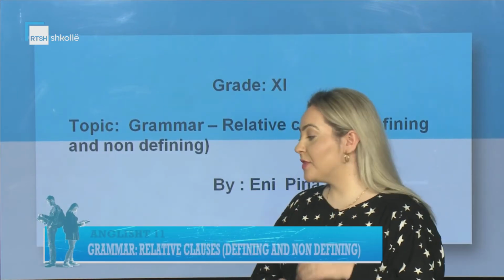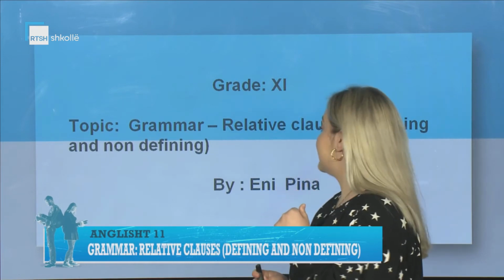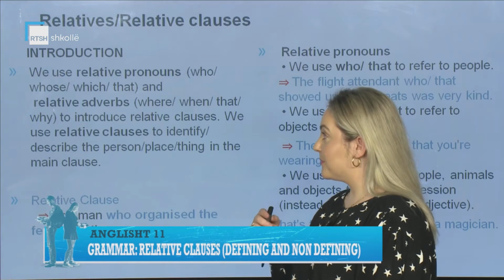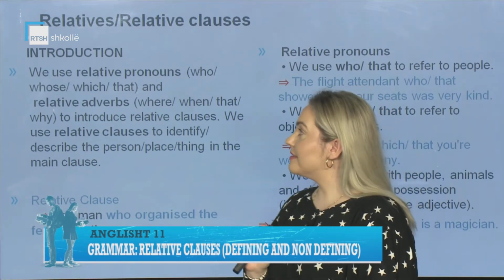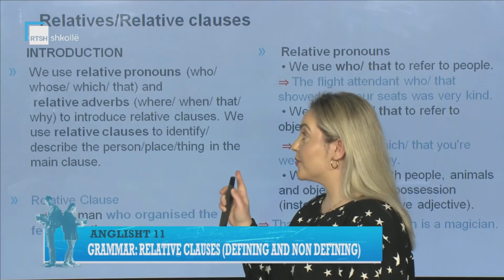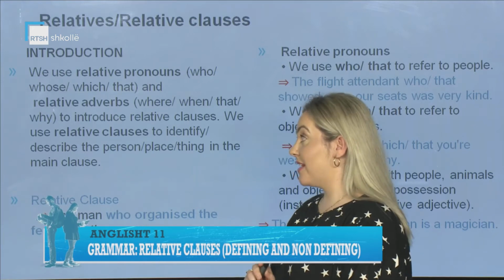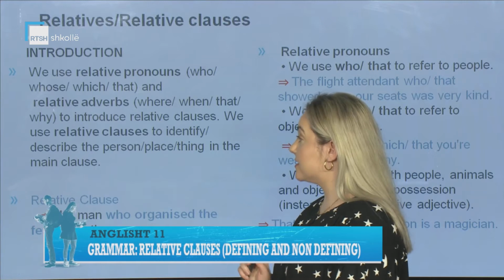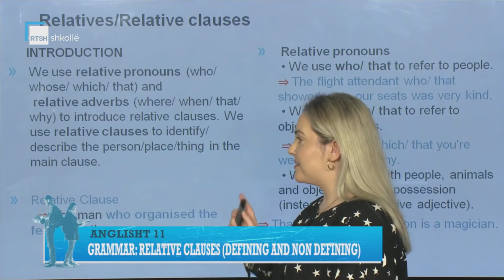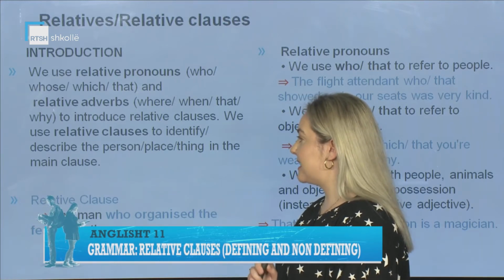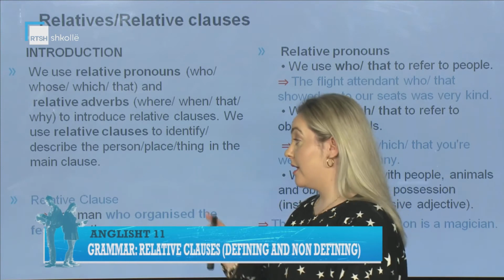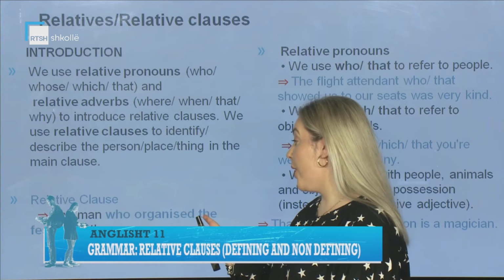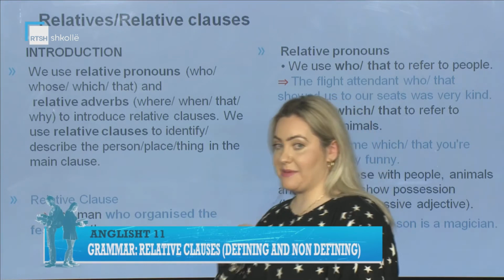The topic for today is grammar: relative clauses, defining and non-defining ones. Let's see. Firstly, we use relative pronouns who, whose, which and that, and relative adverbs where, when, that, why to introduce relative clauses. We use relative clauses to identify or describe the person, place, or thing in the main clause. Relative clause. Let's see an example. The man who organized the festival is the mayor.